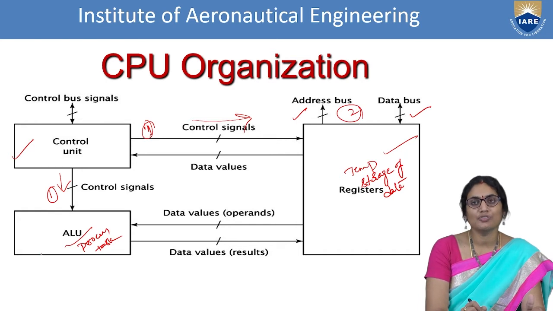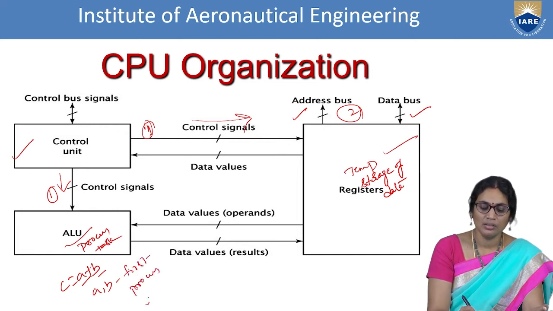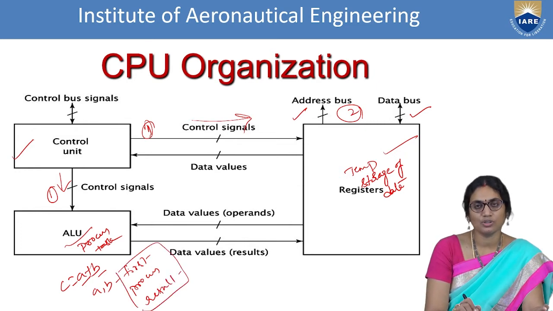Now, the operations of the ALU. What is the operation of the ALU? It performs the task or processes the task. For example, if it is C equals A plus B, it needs to access A and B first, process A and B, and present the result to the registers. So these are the 3 steps it has to perform. So we are writing C equals A plus B, a simple statement that requires 3 steps to perform.